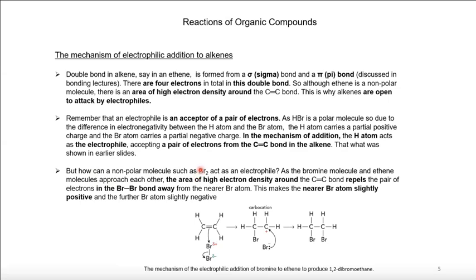How can bromine attack them? Bromine is a non-polar molecule. How does it attack? The bromine molecule and ethene molecule approach each other. The area of high density in the carbon-carbon double bond repels the pair of electrons in the bromine single bond, and thereby in the nearby bromine atom. This makes the nearer bromine atom slightly positively charged, and the further bromine atom is negatively charged. And this is a carbocation, and then we form 1,2-dibromoethane.